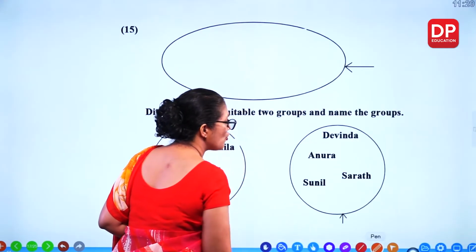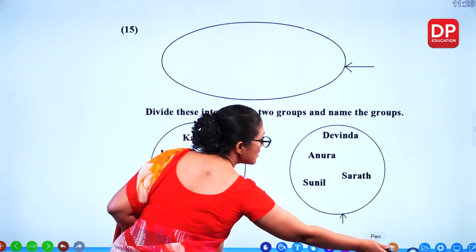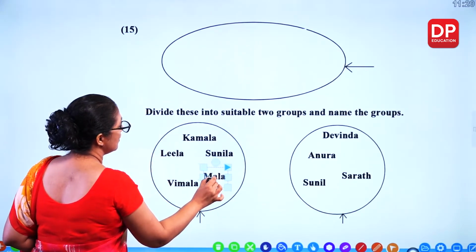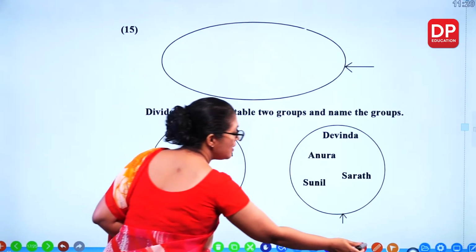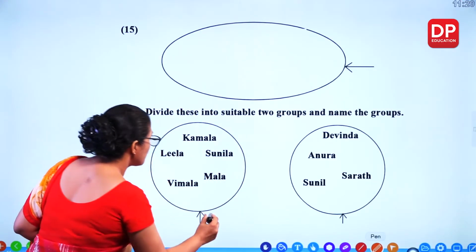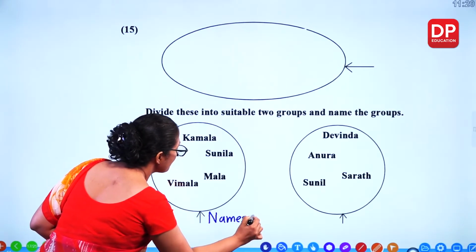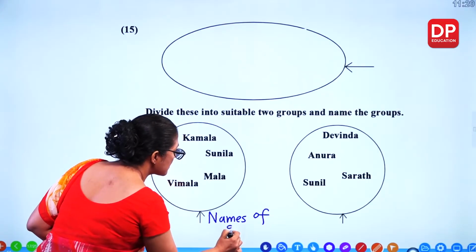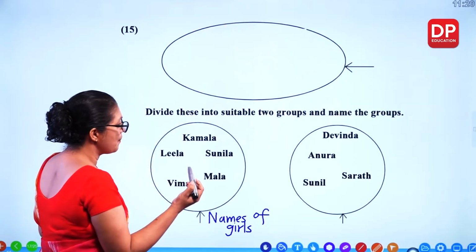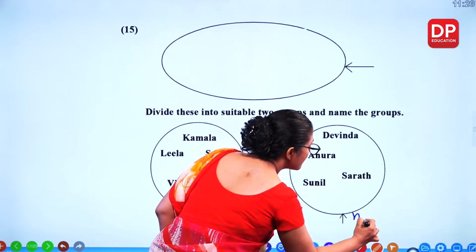What can you say about these 2 groups? These are names of girls and boys. So here we can write names of girls. Mala, Vimala, Leela, Kamala. And here names of boys.